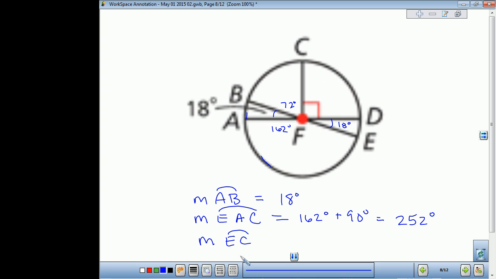No. EC has to be less than 180. It has to be the minor one because I just named it with 2 letters, doesn't it? So what would it be? 108. 90 plus 18 is 108. Okay. We're good with that?